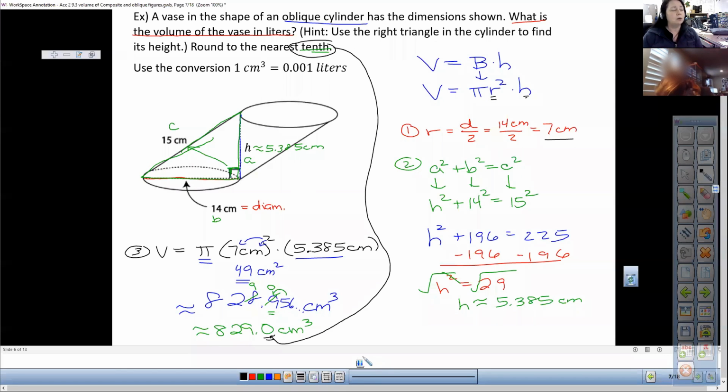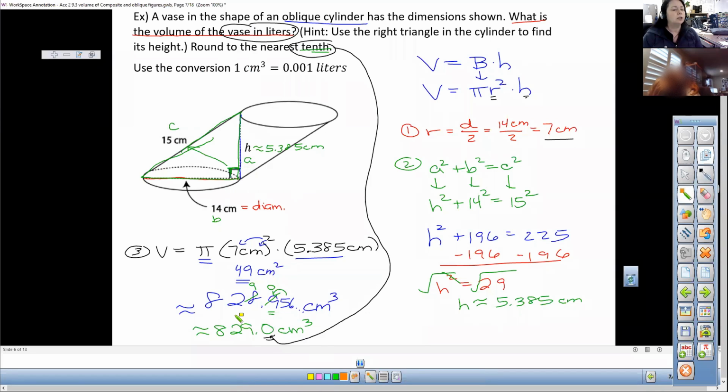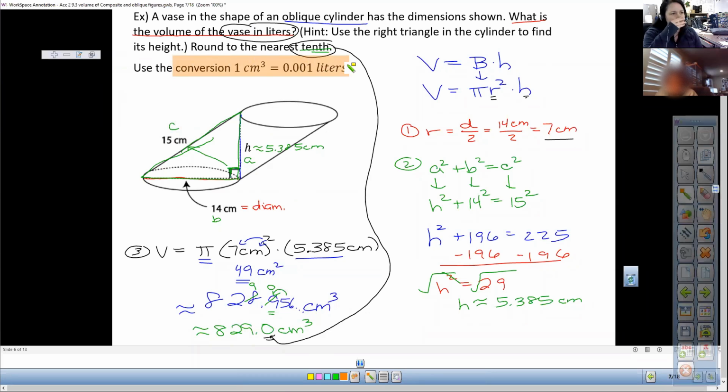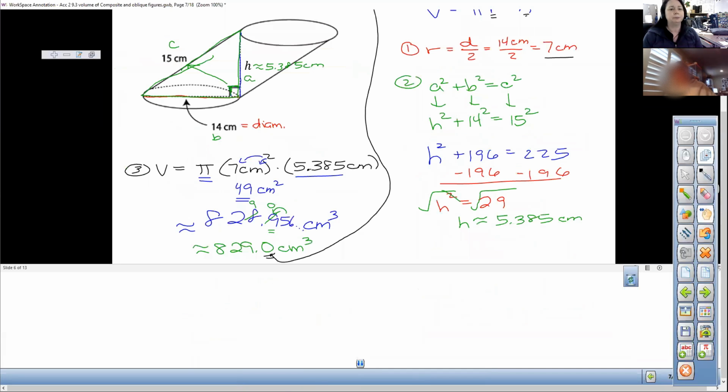So now I can write my conclusion. So what are we doing here? We are finding the volume of the vase. Oh, in liters. So I can't write my conclusion yet. Darn. This is why it's always good to reread the problem. I don't have liters. I have cubic centimeters. And I should have known that because right here's my conversion to go from cubic centimeters to liters. So that is actually now step 4. We got a big problem here.